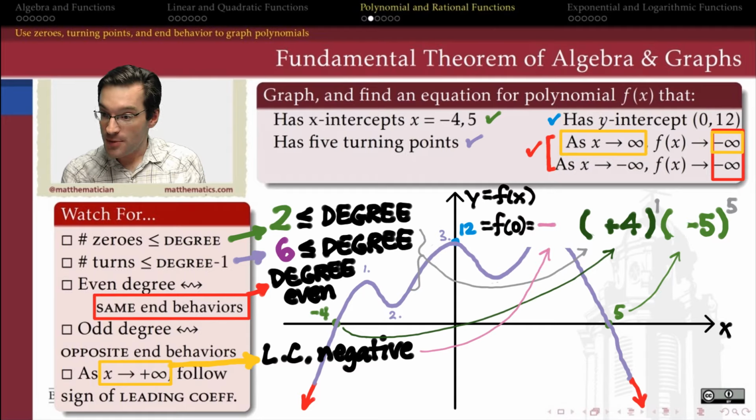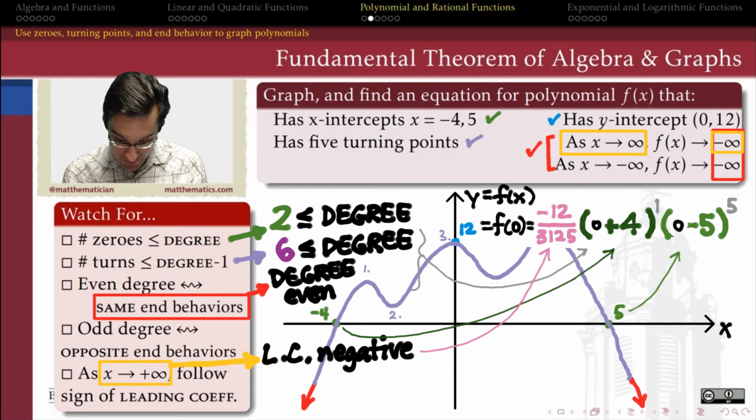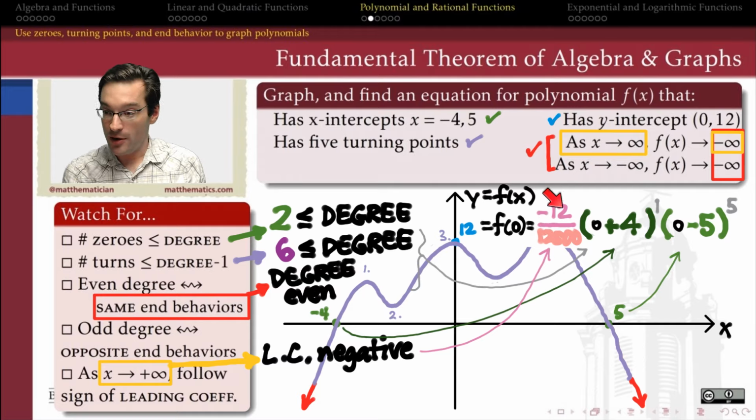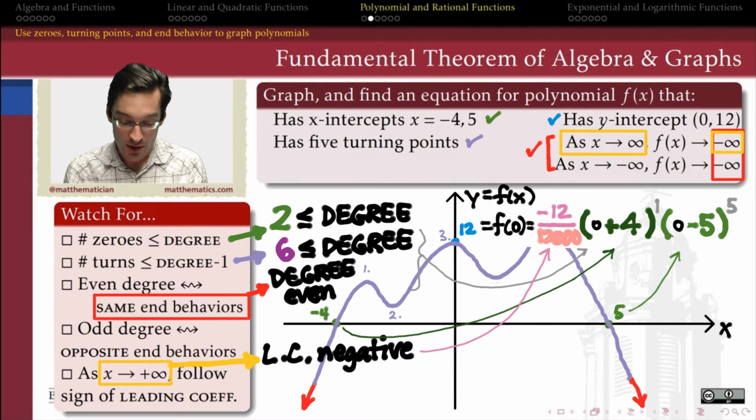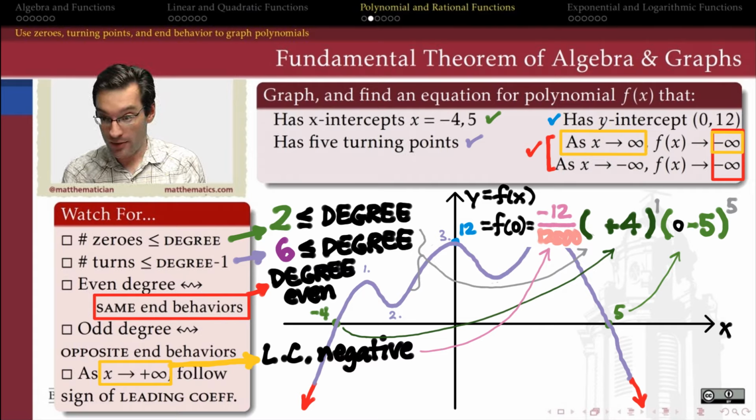I'll fix my leading coefficient to be negative, and then what negative number I use is exactly the one I would need to make my y-intercept equal to 12. If I plug 0 in for my value of x, this factor ends up being equal to 4, this factor ends up being equal to 3,125, and so I get 12,500 as the value of this thing, and I need it to equal 12. So what I really need is, and this is a typo, let me fix it right now, 12,500 in the denominator, and negative 12 up there in the numerator. So I fixed this leading coefficient just to make the y-intercept that I want. So we have a lot of dials that we can turn to get an equation for a polynomial that does all the things that we want it to do.